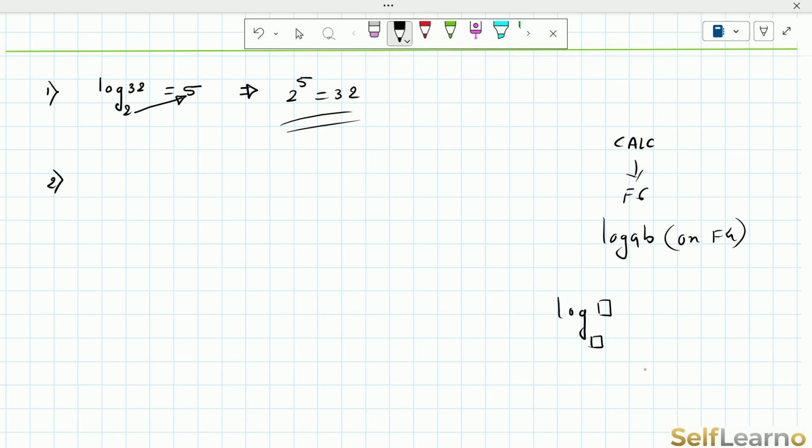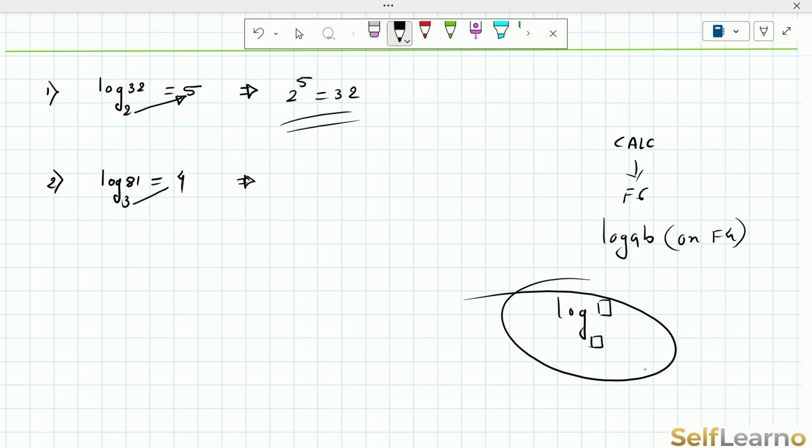One more. Logarithm of 81 with base 3. Please use your calculator to find the value of this logarithm. You should get this format. So you will get 4. Okay. If I want to convert this logarithmic form into the exponential form, then the task is like this. 3 to the power 4 is 81.